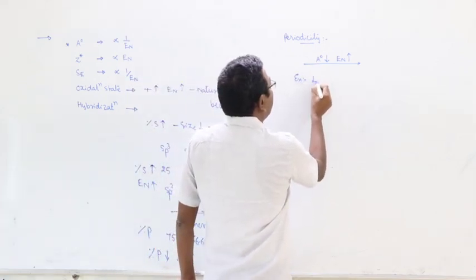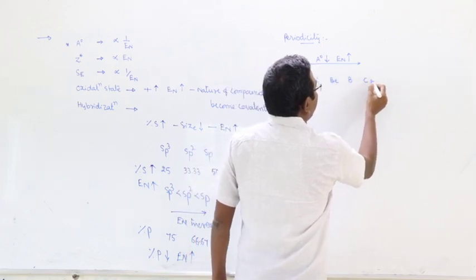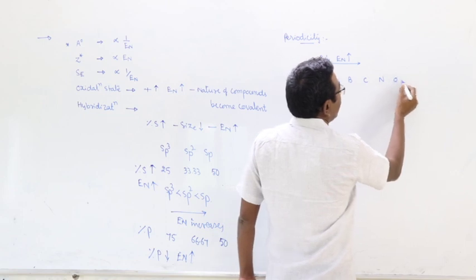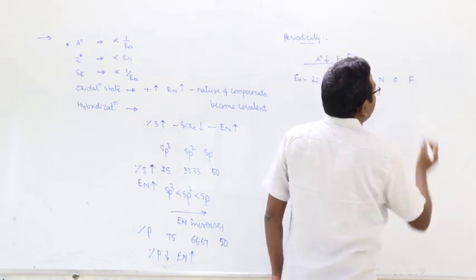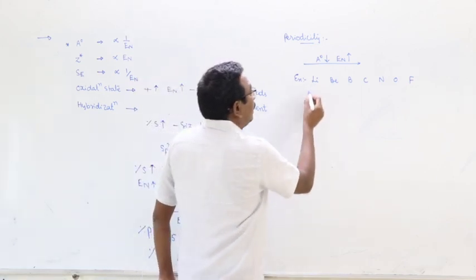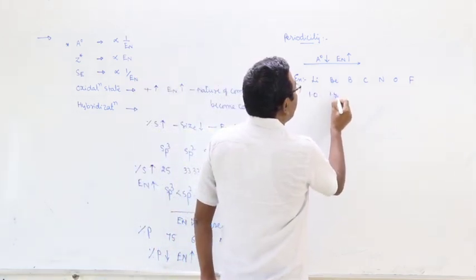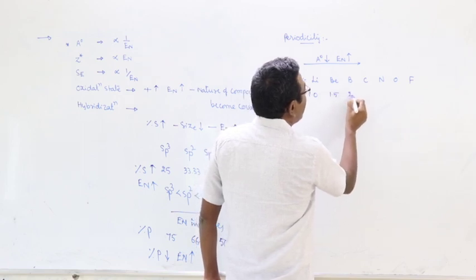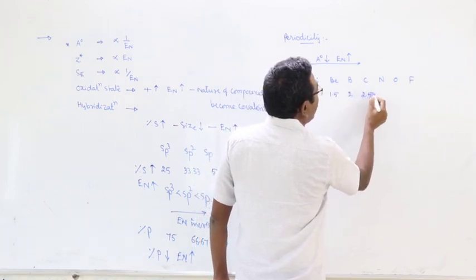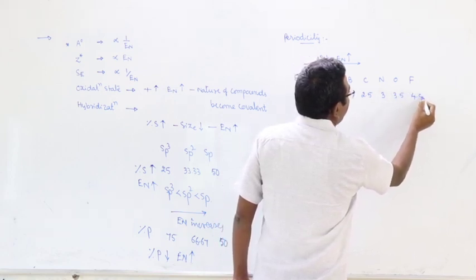Example, lithium, beryllium, boron, carbon, nitrogen, oxygen and fluorine. Lithium electronegativity 1, beryllium 1.5, boron 2, carbon 2.5, 3, 3.5, 4.